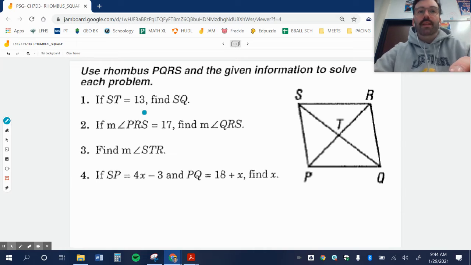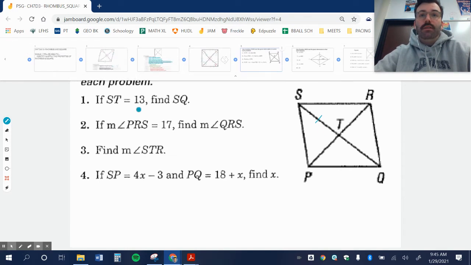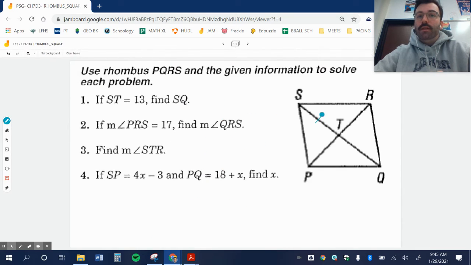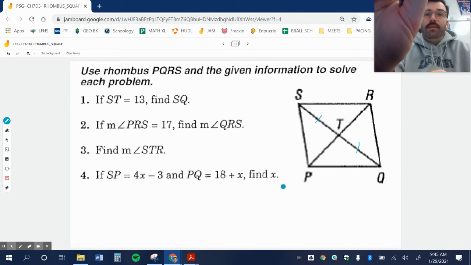All right, so now we want to apply this. So this is a rhombus. Use the given information to solve each problem. We know that ST right here is 13. Well, what's SQ? Within a rhombus, by looking at my properties, these 2 pieces are going to be congruent. So if this is 13, then that's also 13. So SQ is 26.